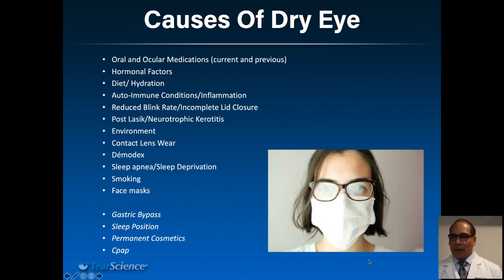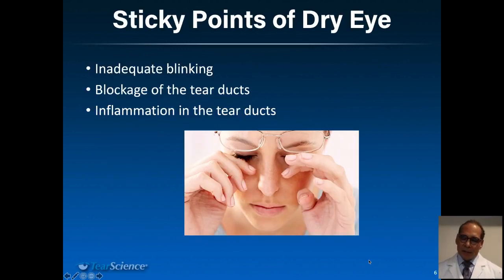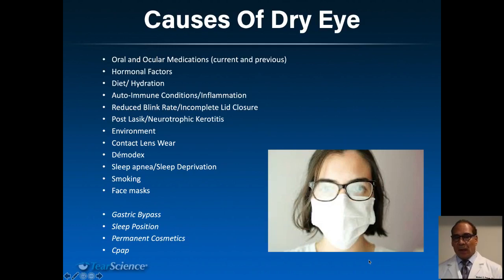A few other less significant causes of dry eyes we listed here at the bottom: the gastric bypass, sleep position, permanent cosmetics. So there's a few other things that can also come into play. Patients often ask about the CPAP. Also, if a person has sleep apnea, oftentimes the breathing mask will let a little bit of air escape and blow across the eye, and again it dries the eye up overnight. So there's many different factors that all contribute to that.